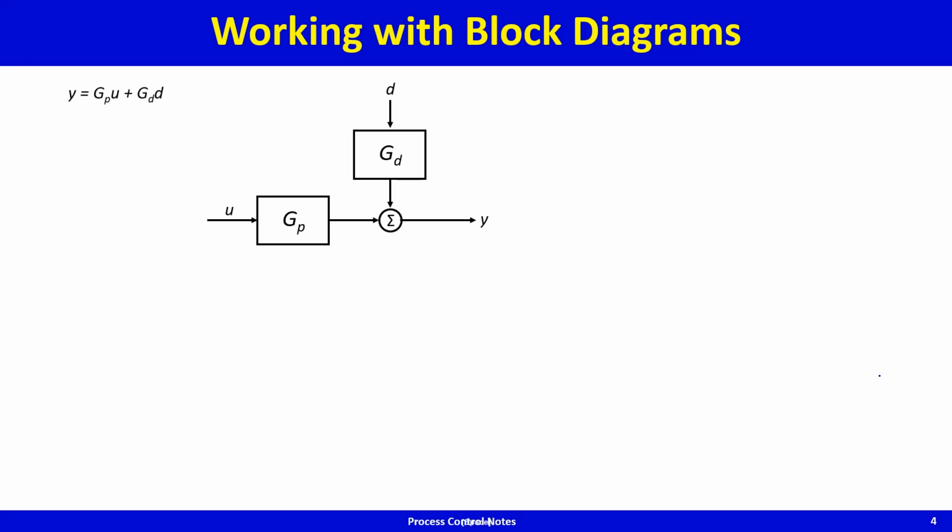and in this block diagram, output y is equal to, this guy is GD D and this guy is GP U, and therefore the output y is GP U plus GD D as stated here.